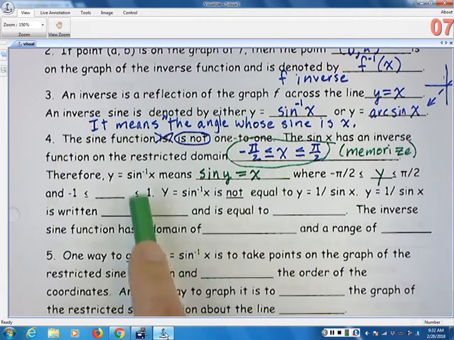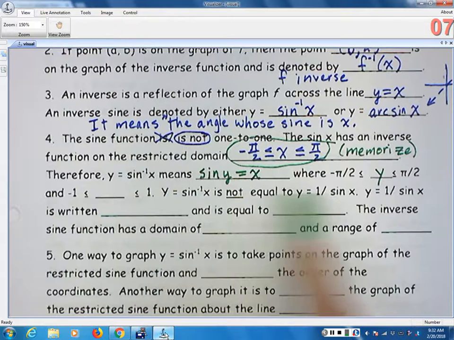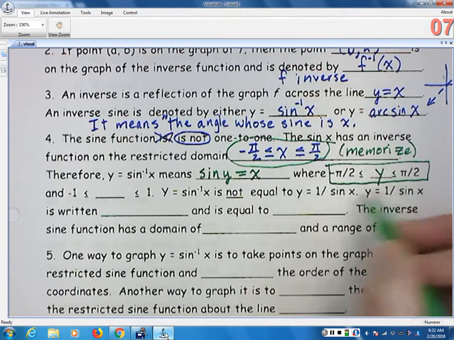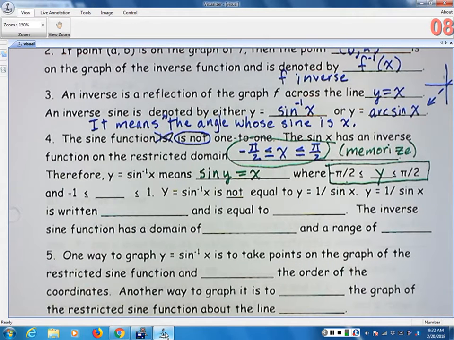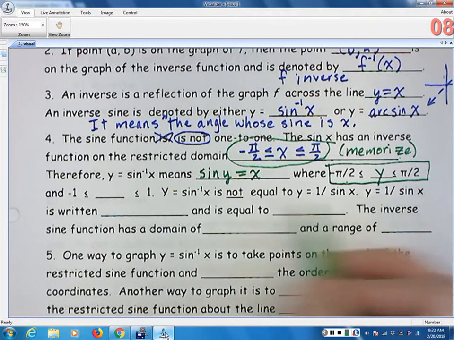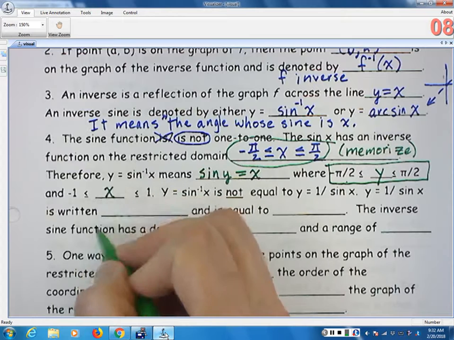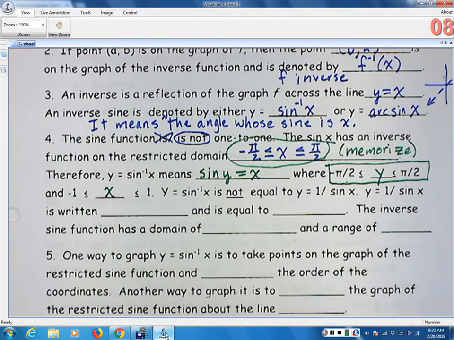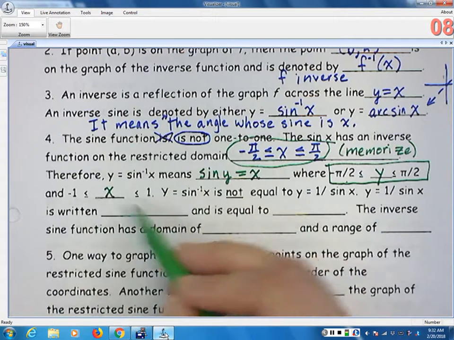So y here is an angle and it has to go here between minus pi over 2 and pi over 2. We have to get something out in this area. And x is going to be between minus 1 and 1. When you take the sine of an angle, it's always between minus 1 and 1 inclusive.